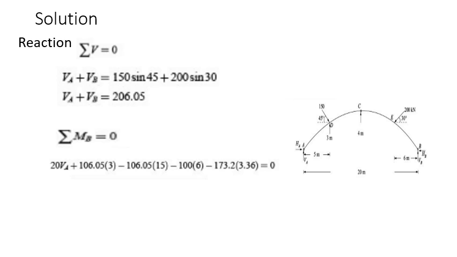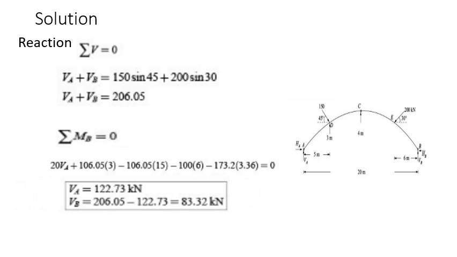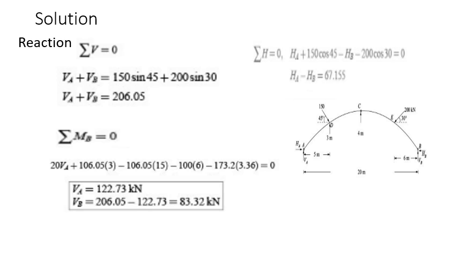Actually you have to find y here before applying this condition. y is equal to 4r by L square into x into L minus x. You have to find that at the points of the 150 kilonewton and 200 kilonewton loads. y you get as 3 meter and 3.36 meter. That you have to substitute here. So we get VA as 122.73 kilonewton, VB as 83.32 kilonewton.